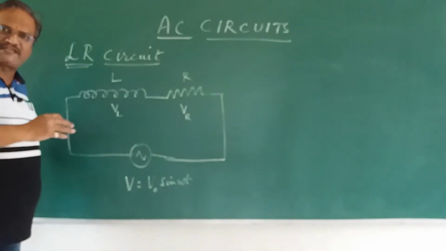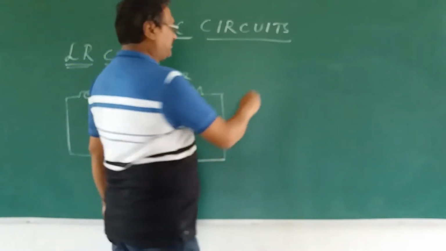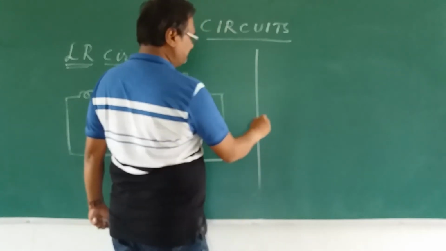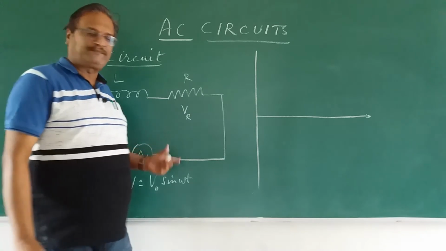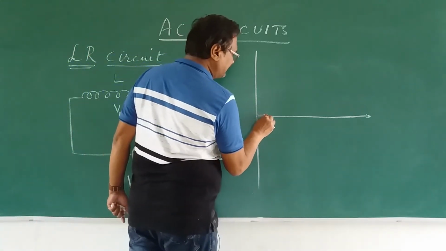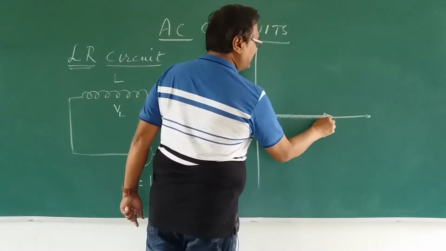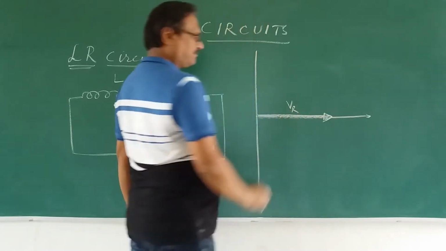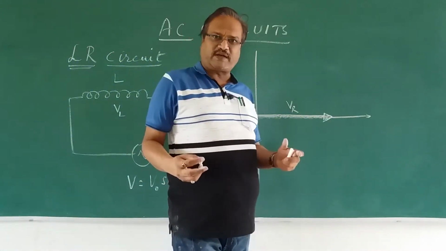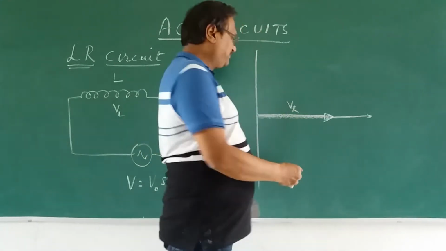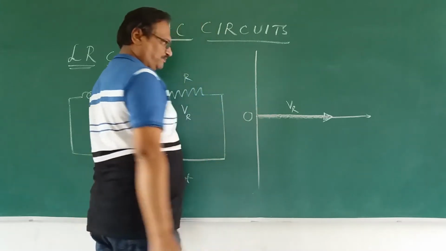Let us first draw the phasor diagram. How to draw it? Let us take the axes like this. On the x-axis I am going to represent the resistor's voltage. This is the voltage of the resistor. In a phasor diagram, voltage is a vector quantity and current is a vector quantity. So this represents the resistance, and this is the origin.